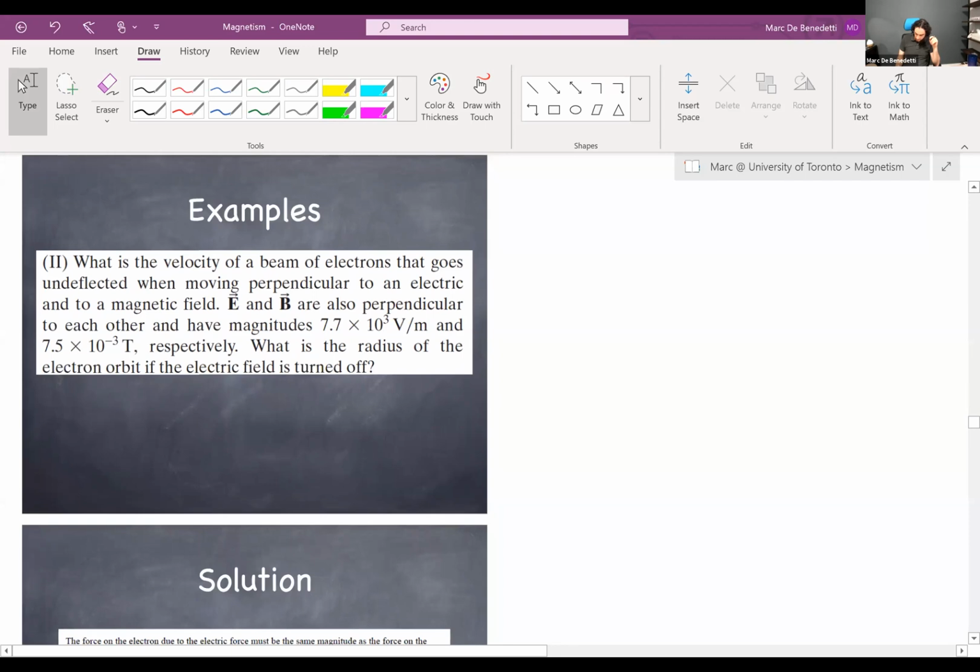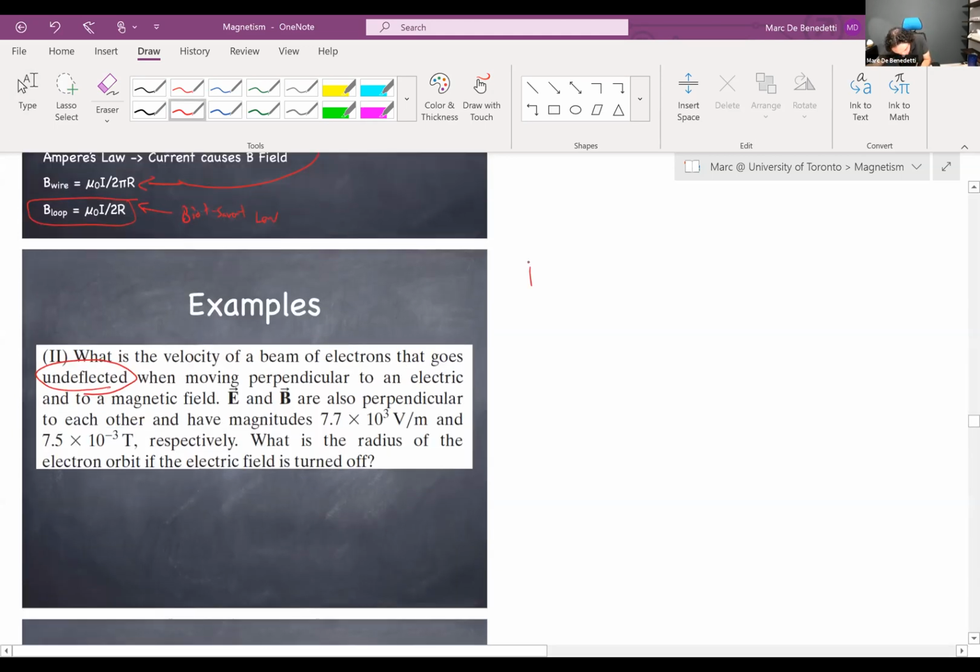Okay, we have some time for examples, so let's do a few. Here's one. What is the velocity of a beam of electrons that is shot undeflected, there's the key, undeflected, when moving perpendicular to an electric and magnetic field? E and B are also perpendicular to each other and have magnitudes of who cares and who cares respectively. Also, what is the radius of the orbit if the electric field were to be turned off?